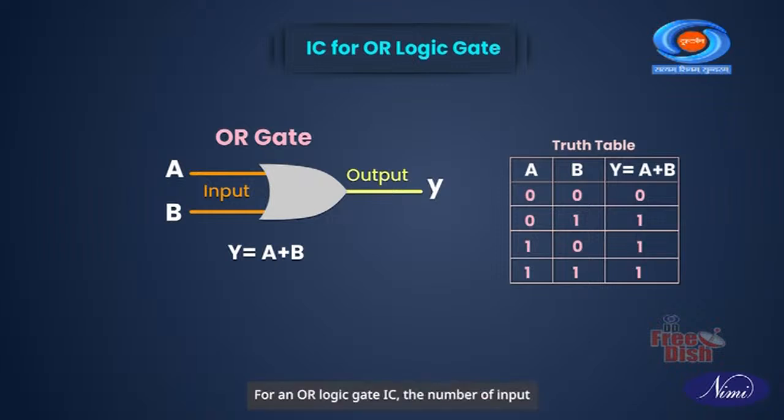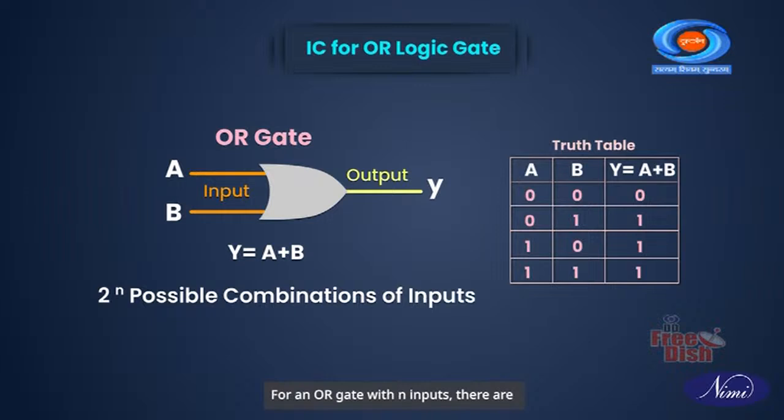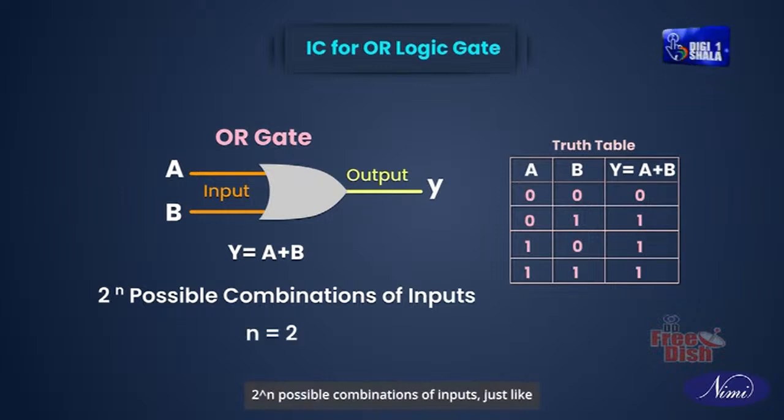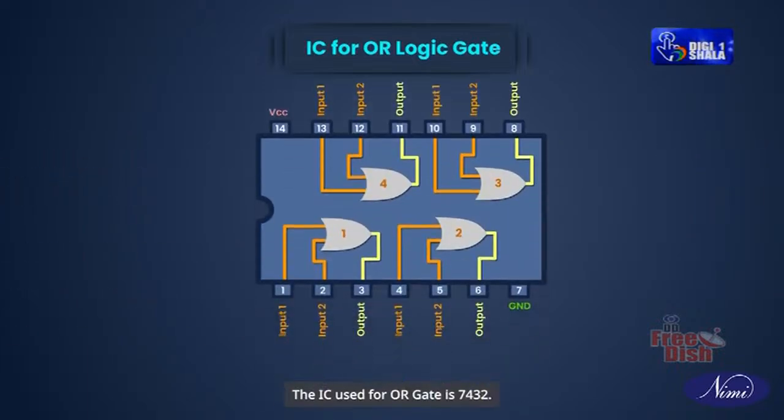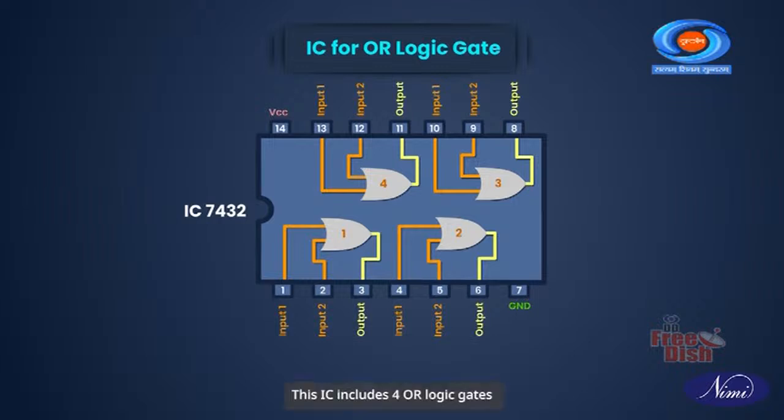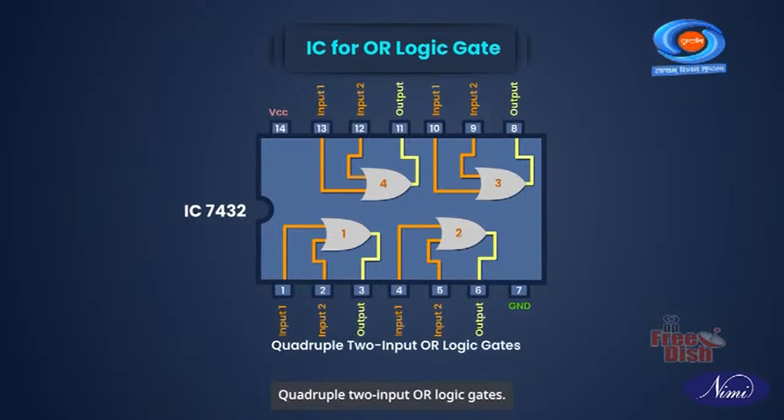For an OR logic gate IC, the number of input pins N determines the configuration. For an OR gate with N inputs, there are 2 raised to N possible combinations of inputs, just like the AND gate. The IC used for OR gate is 7432. This IC includes 4 OR logic gates, where each gate is used separately without changing other gates. So it is called quadruple 2-input OR logic gates.